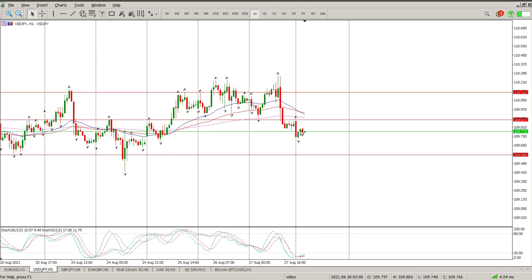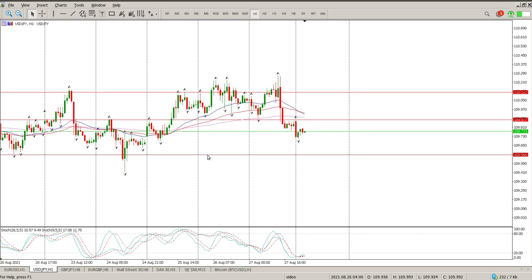So what I would suspect is going to happen here is we're going to find structure one way or another. It's either going to reject this area of 109.877, or we're going to get above 110 and hold 110 for a continuation of the upside. So until we get one of those two scenarios playing out, I think it's sit on hands. It's safer just to wait and see what the structure is going to be.